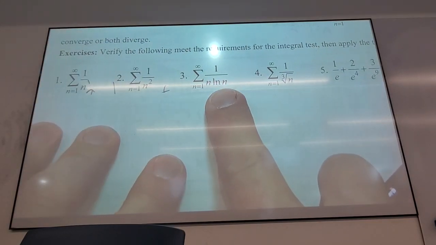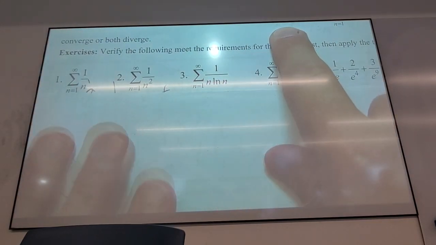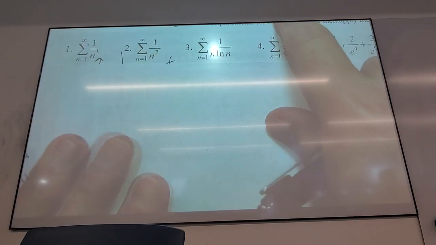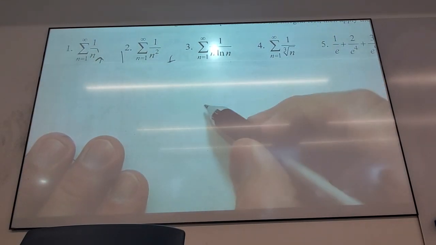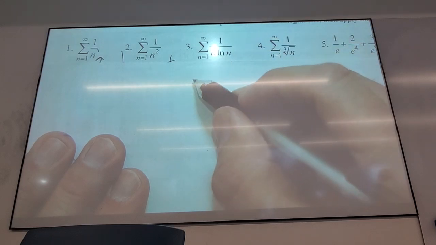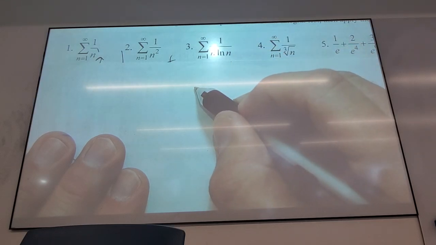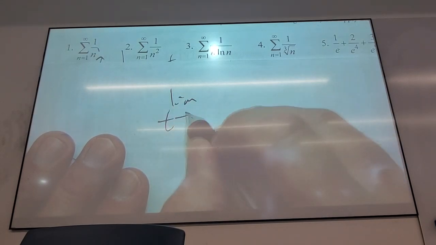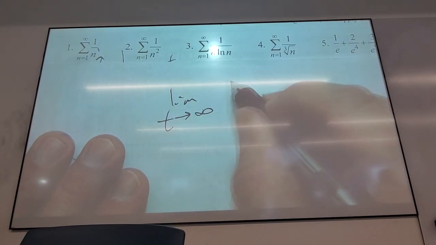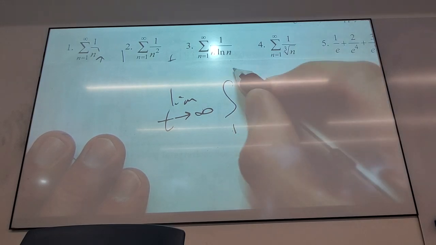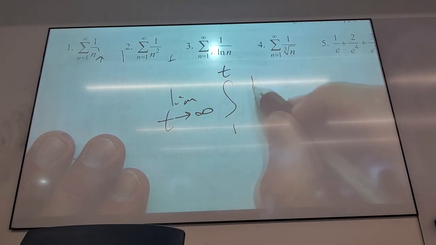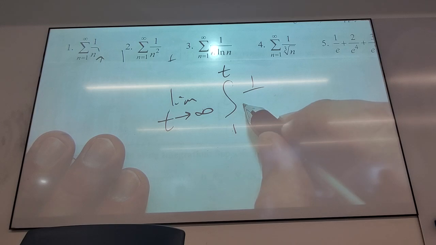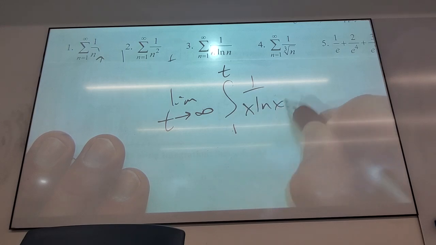So how would I do the integral test? How would I actually write that fully to be compliant with math laws? The limit is. Yes, I need a limit as t goes to infinity. Integral from 1 to t. 1 over? No. x, natural log of x.